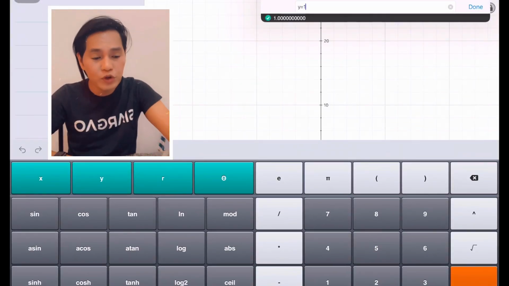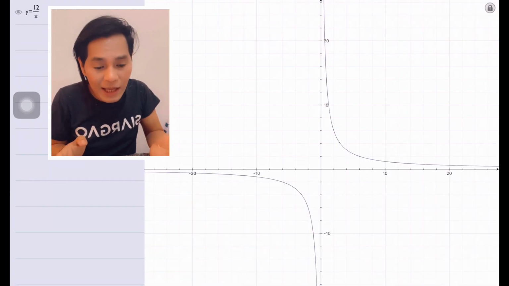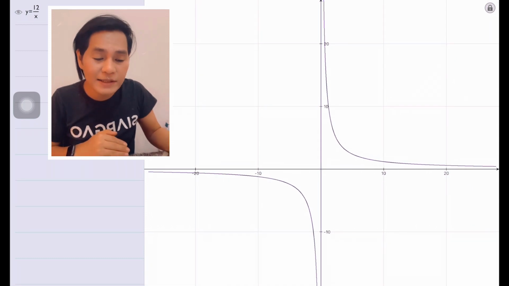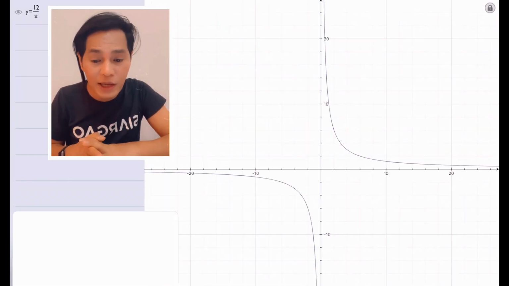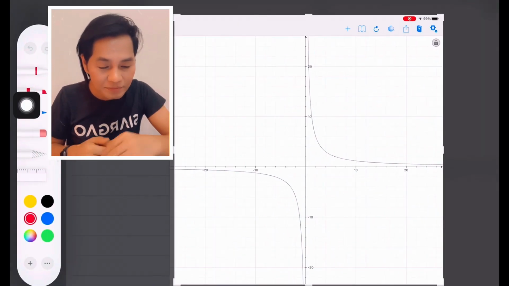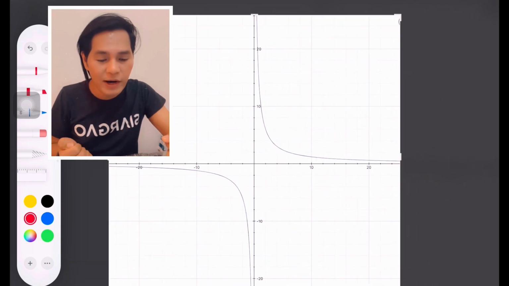Okay, what I'm going to show you here is just to double check whether our graph of the function f of x is equal to 12 over x is correct or not. So look at this. This is just how you do that in one of the applications in the iPad. So there you go. That is the graph of the function y is equal to 12 over x.